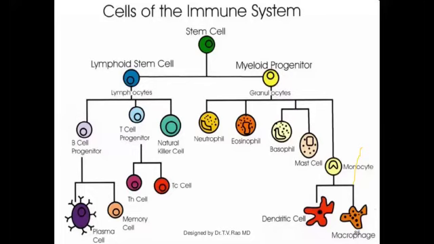And then the memory cell. The memory cell will remember the same pathogen. Okay, if a pathogen or microorganism has entered the body, it remembers the antigen and then produces the antibodies faster than in the first infection. Okay, that's the function of this memory cell.